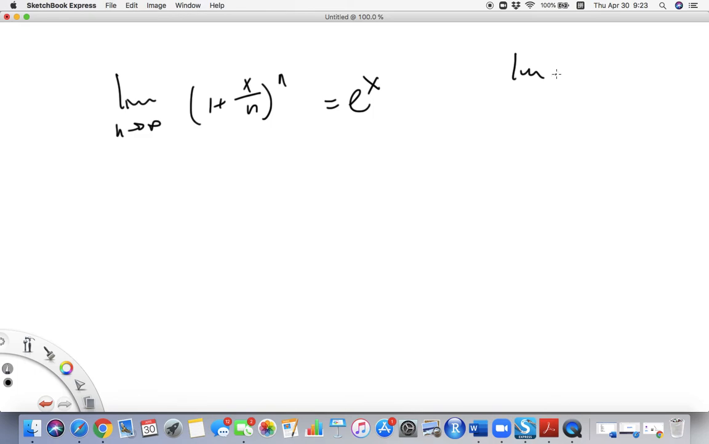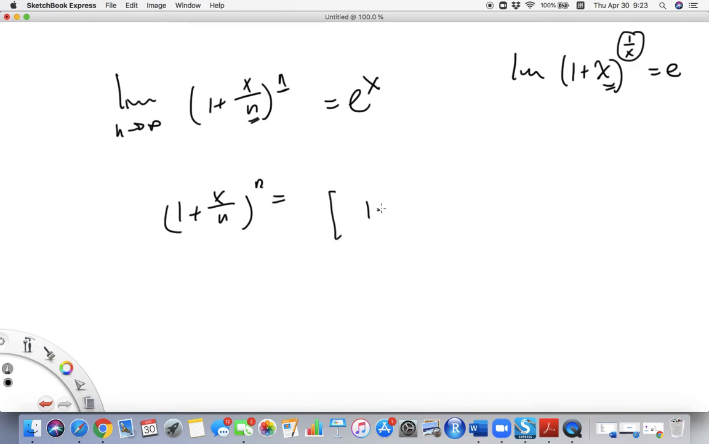So let's recall we have this. So we know this is equal to e, right? You will see this exponent is the reciprocal of this. So it will be nice if this can be the reciprocal of that. So what do we do? Well, this is equal to 1 plus x over n, so it's 1 over x over n, and then we raise it to the power of x, right?